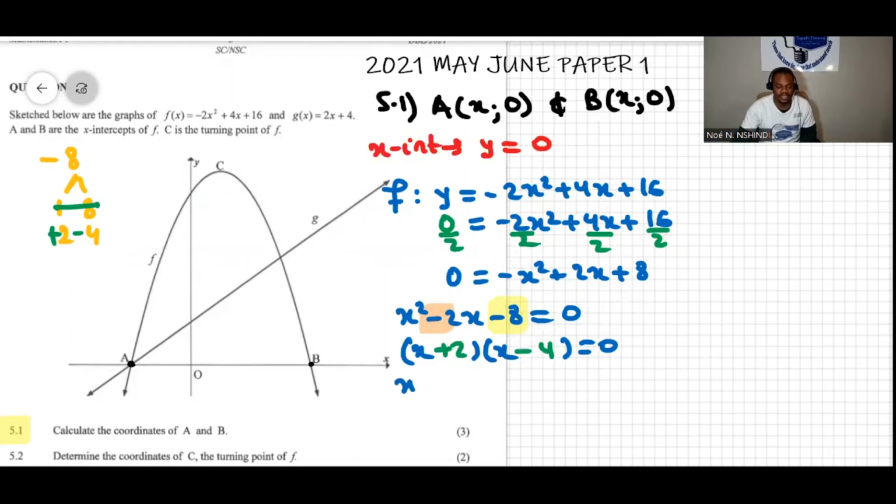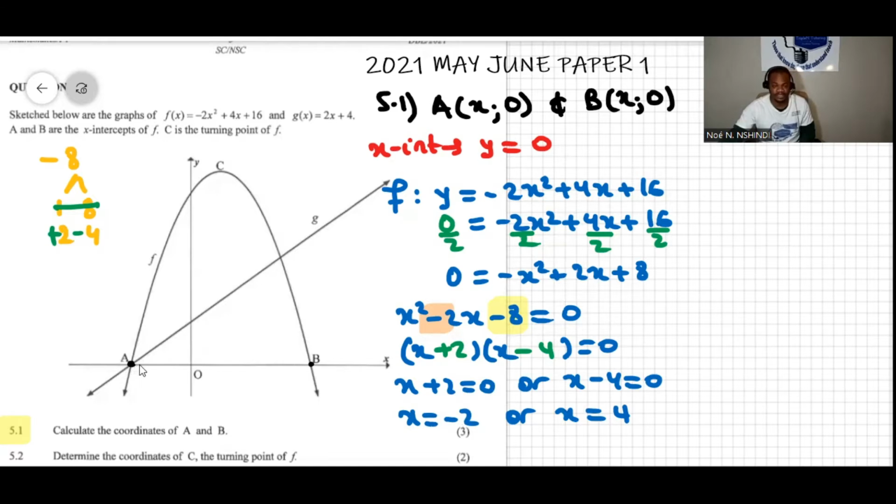So over here it means that x plus 2 equal to 0, or x minus 4 equal to 0. So we can move x over, like x is equal to negative 2, or x is equal to 4. Clearly, we can see that x here is the coordinate of the point A, because A is situated at the negative x axis. So there we're going to write negative 2 for A. And then B is 4 because it is on the positive x. So here is the coordinate of the point A, negative 2, 0. And the coordinate of the point B is 4, 0.